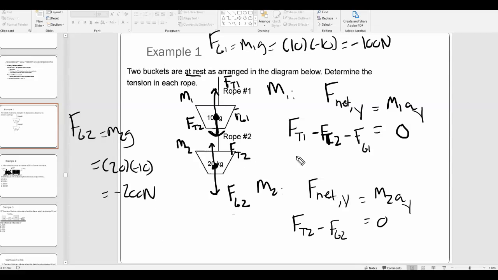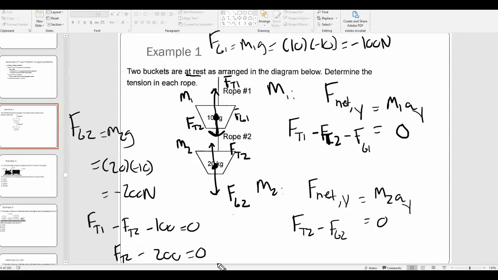Now, what I'm going to do is write out basically my two equations. I have Ft1 minus Ft2 minus Fg1, which is negative 100. So minus 100. Again, I'm not double counting that negative sign. This negative sign represents direction. This negative sign represents direction. I'm not subtracting a negative. They both represent the same thing. This equation down here, I have Ft2 minus 200 equals 0.